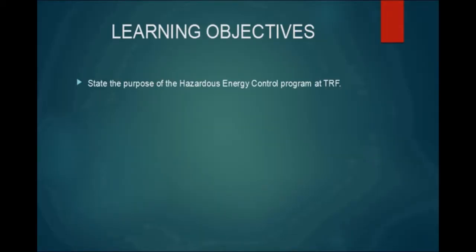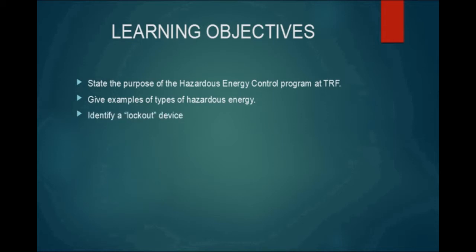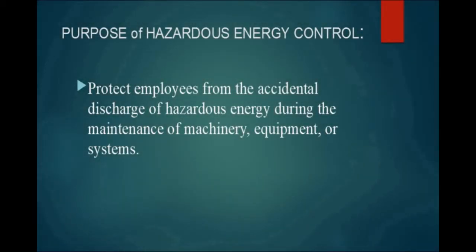Learning objectives. State the purpose of the Hazardous Energy Control Program at TRF. Give examples of types of hazardous energy. Identify a lockout device. Describe TAGS Plus. The purpose of hazardous energy control: protect employees from the accidental discharge of hazardous energy during the maintenance of machinery, equipment, or systems.